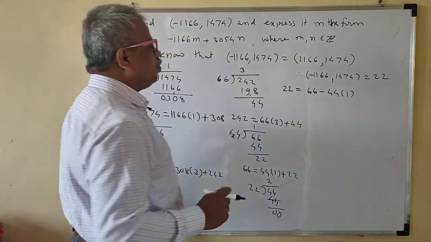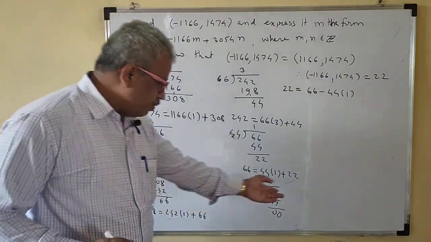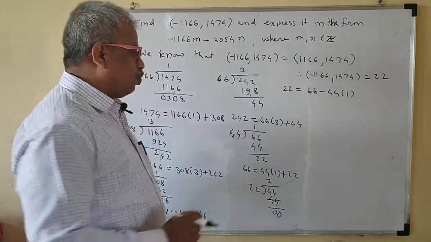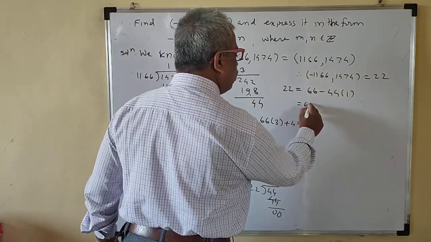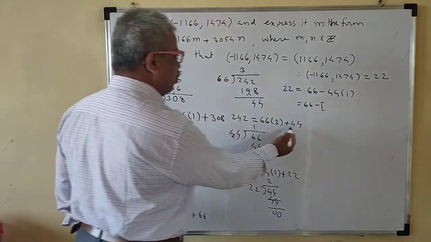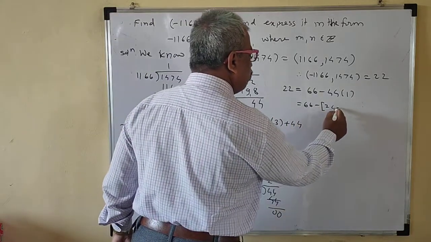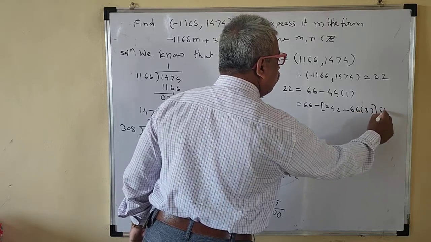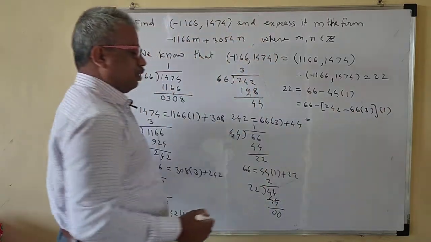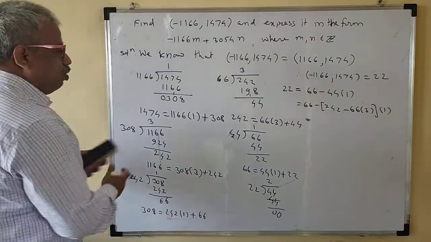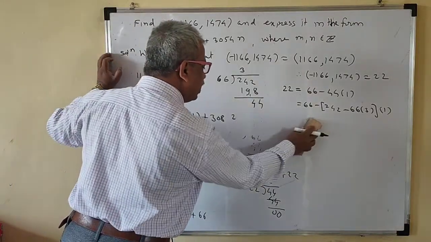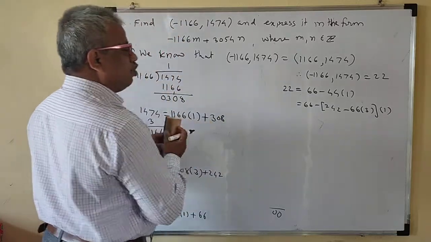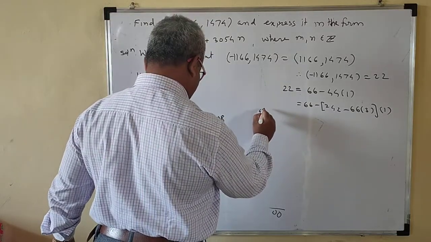Okay, so now we'll put in the value of the next remainder. After 22, the next remainder is 44. So we'll put the value of 44 now. Your 44 is 242 minus 66 into 3. Now first collect this one. Okay, so I'll erase this because we don't need it, and I write here 44 now.